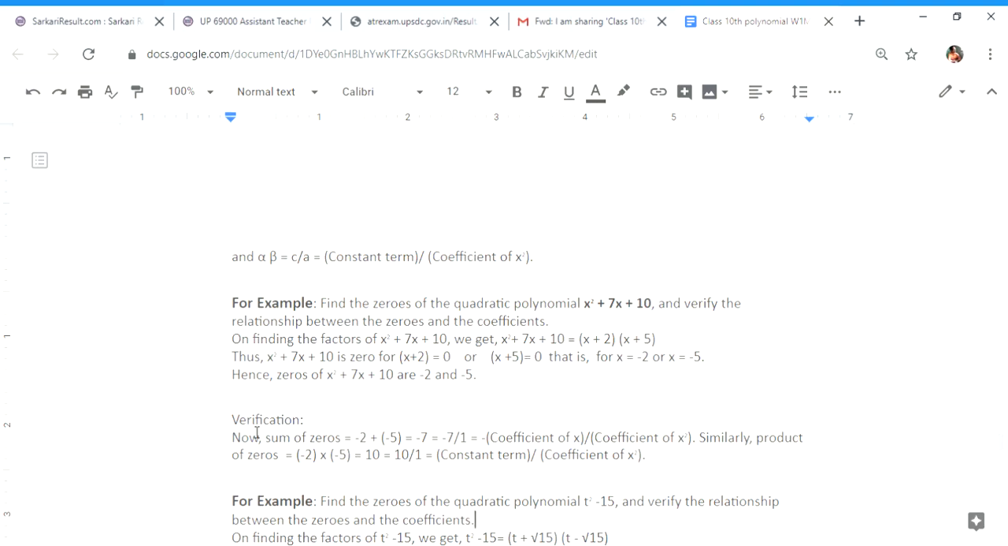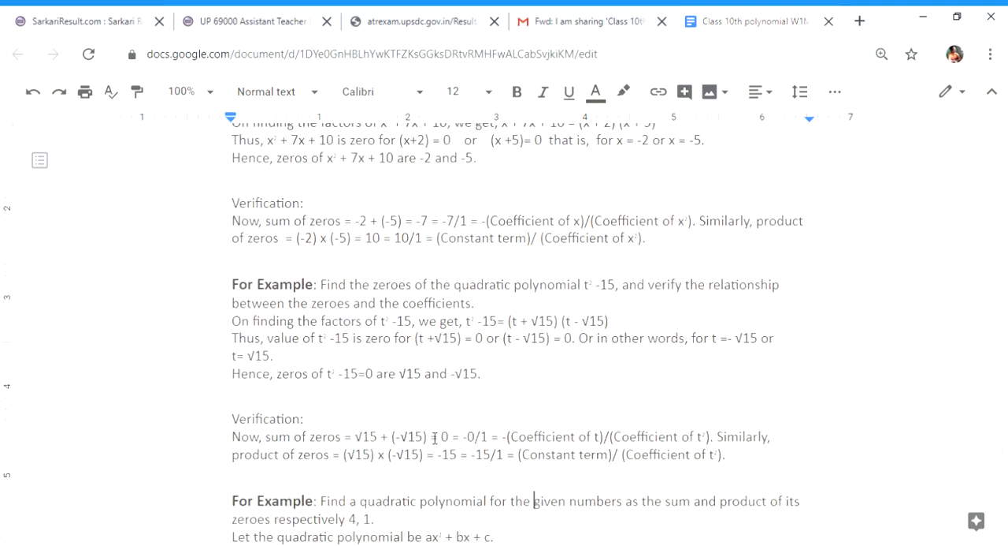Now let us verify. Sum of zeros, that is minus 2 plus minus 5, becomes minus 7, which can also be written as minus 7 upon 1. So we can see from the equation that minus 7 is the coefficient of x and 1 is the coefficient of x square. So the first relation is verified. Now come to the product of zeros, which is minus 2 multiplied by minus 5 equal to 10. We can write this as 10 upon 1. Here we can see that 10 is a constant term and 1 is a coefficient of x square.